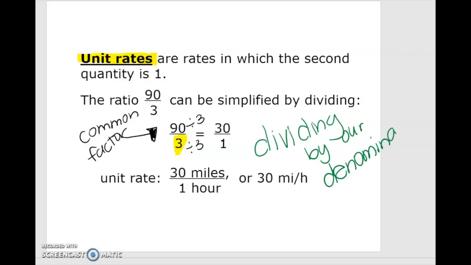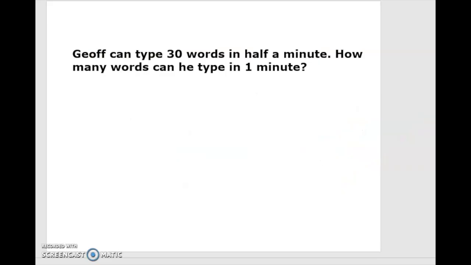So what we're going to do is we're going to practice looking at some rates, and we're going to practice finding the unit rate, which is going to be a division problem. So let's look at a couple of these. So here we have Jeff can type 30 words in half a minute. So the first thing I always want to do is I always want to set up my ratio first. That's always step 1. Set up our ratio.